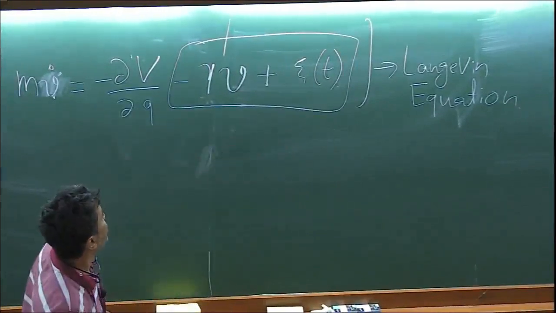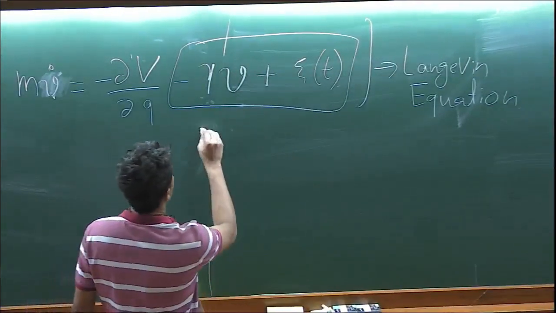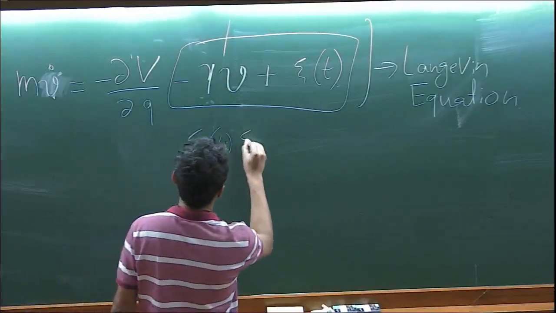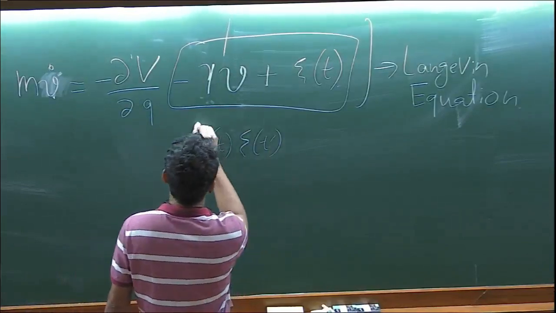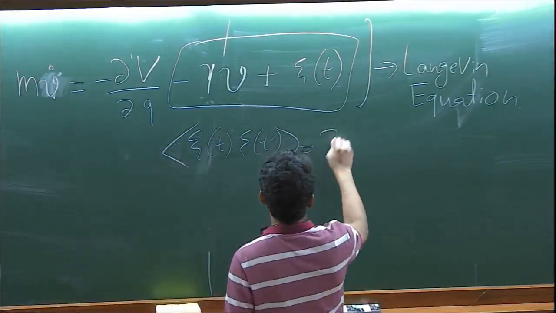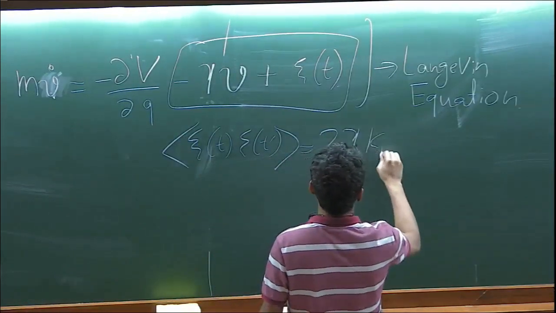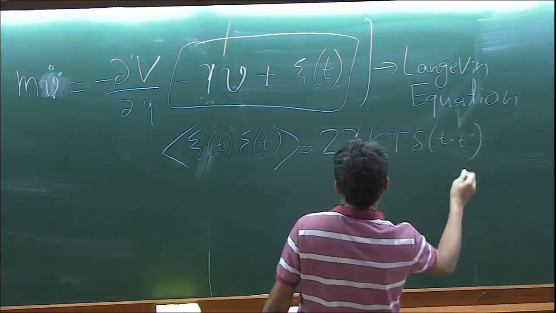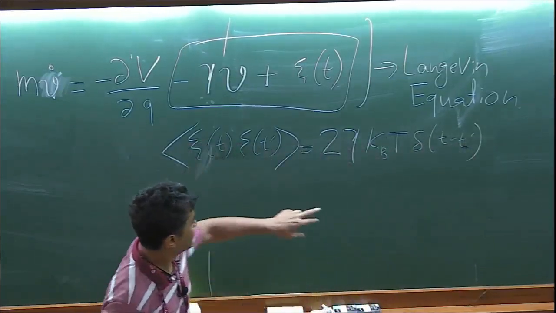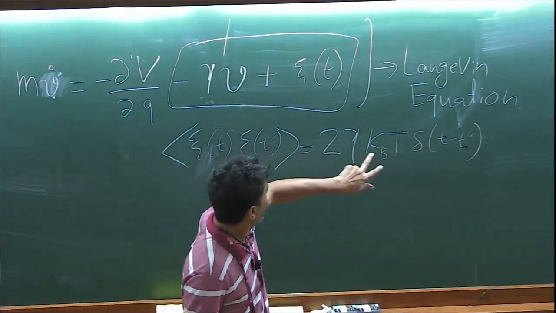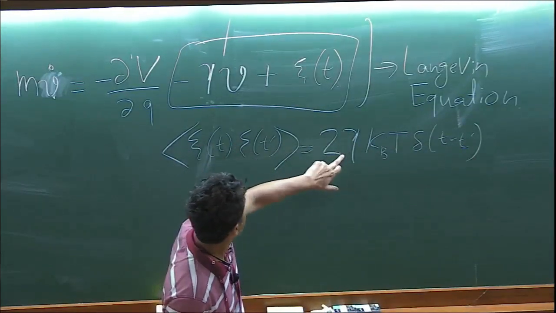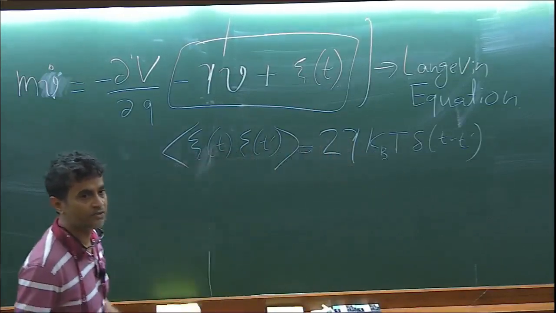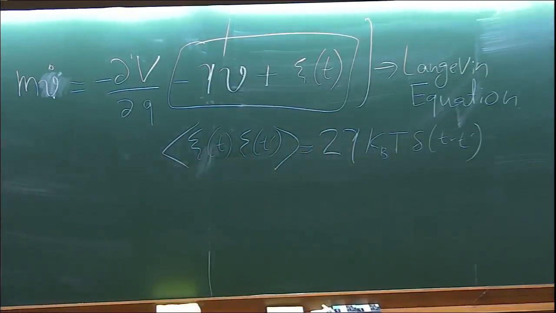And the noise has this important property that it's completely uncorrelated, it's white noise. So it's uncorrelated in time, but the strength of the noise is given by 2 gamma k_B T. The strength of the noise depends on the dissipation and also on the temperature. This is called a fluctuation dissipation statement.